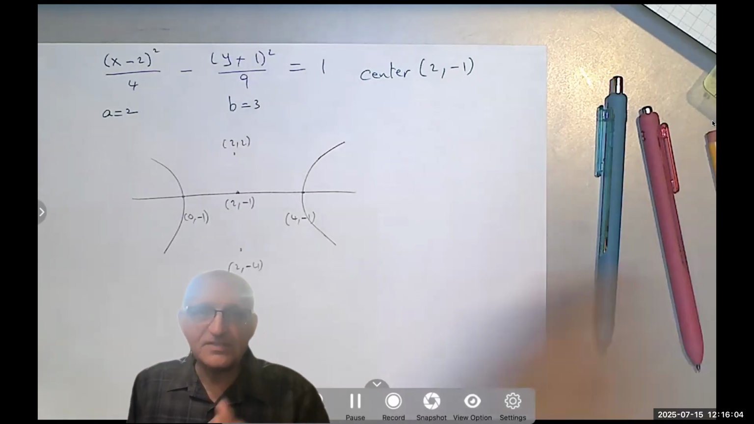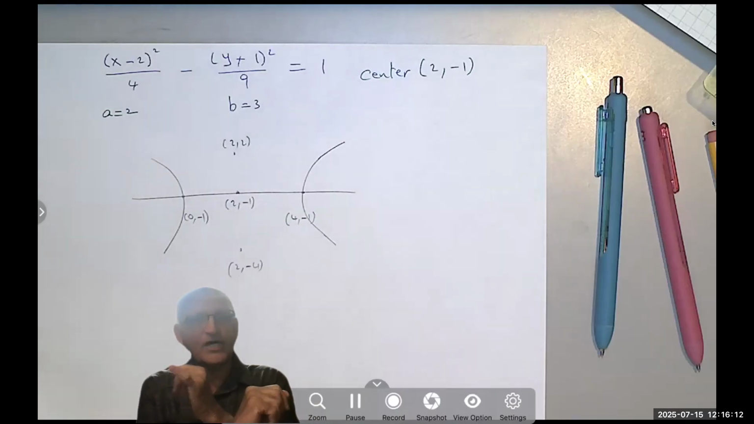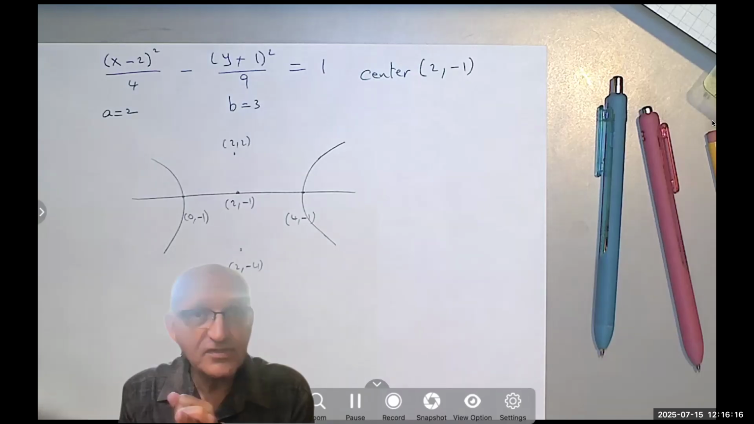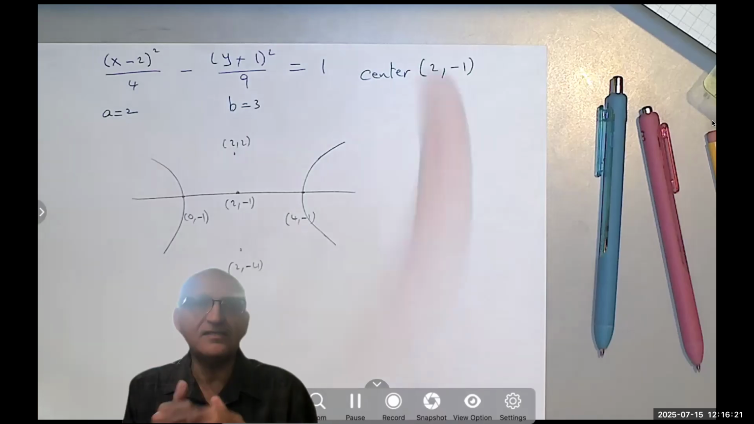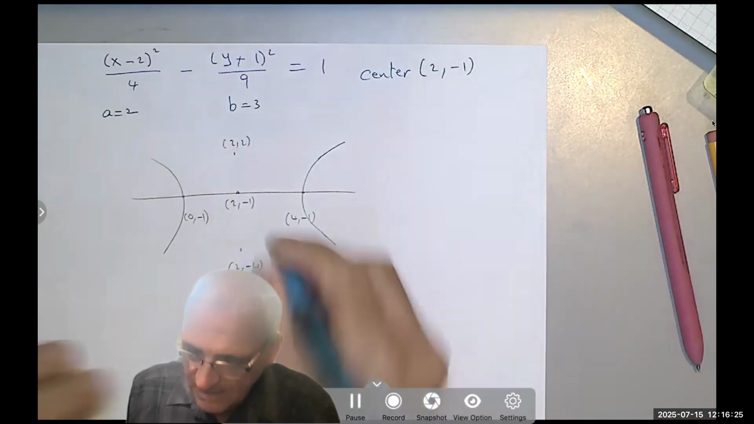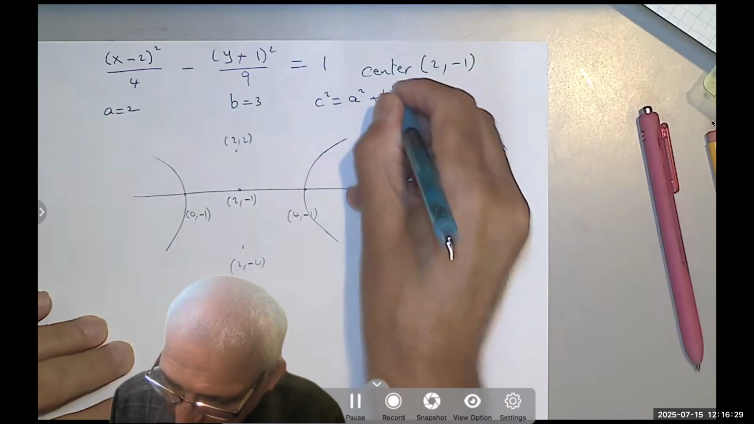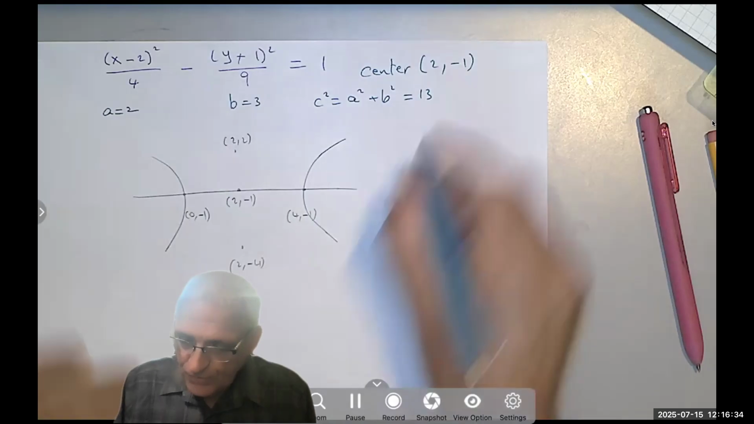Remember in the ellipse, we calculated c so that we can find the eccentricity. Remember, there is no eccentricity for the circle. It's 0. It's between 0 and 1 for the ellipse. It's exactly 1 for the parabola, and here it's greater than 1. So, because it's greater, we are adding. And we know that c squared equals a squared plus b squared. In this case, it's equal 4 plus 9. So c is root 13.